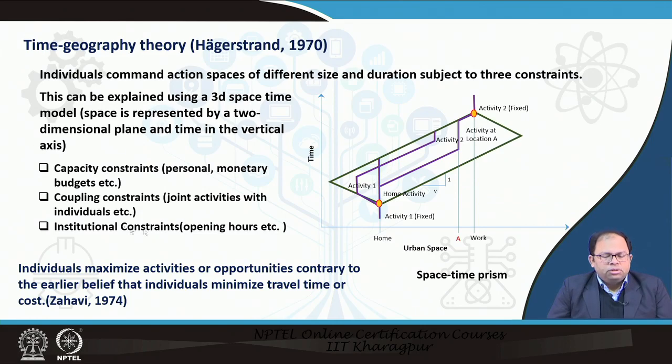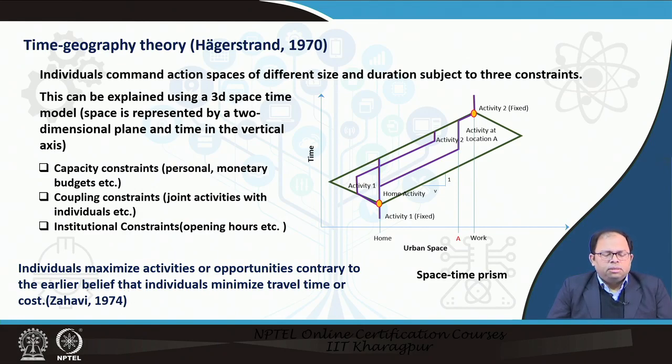So to summarize, if I look at this space-time prism, individuals maximize activities or opportunities, contrary to the earlier belief that individuals minimize travel time or cost. In the location theories, even when we talk about the gravity model, time was always taken as negatively influencing the interaction between two different entities, or the location choice of industries or individuals and so on.